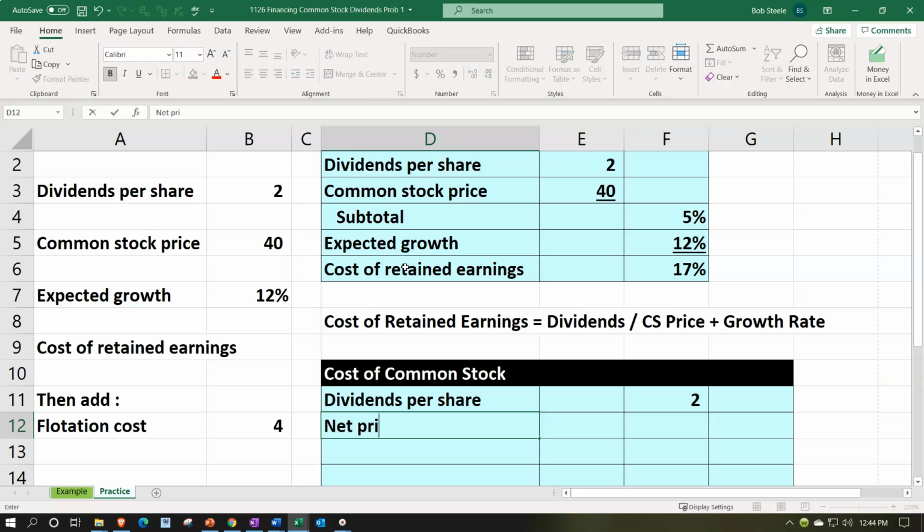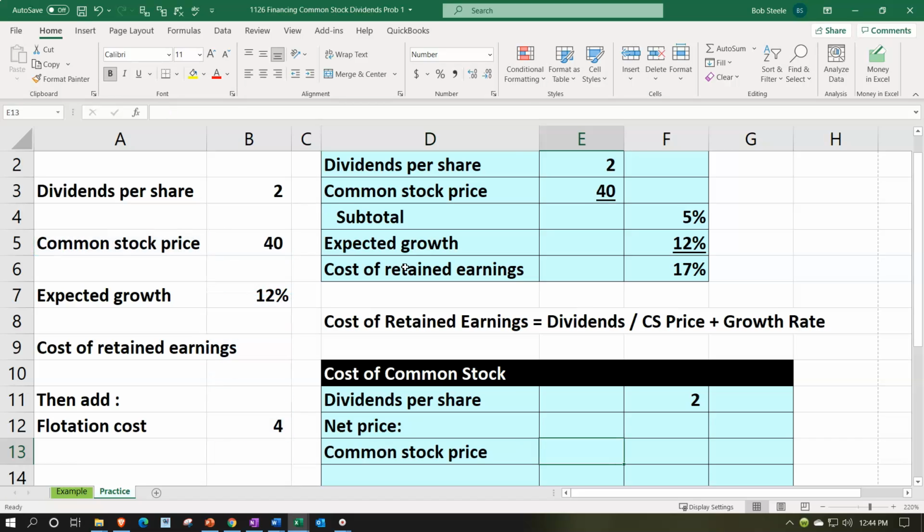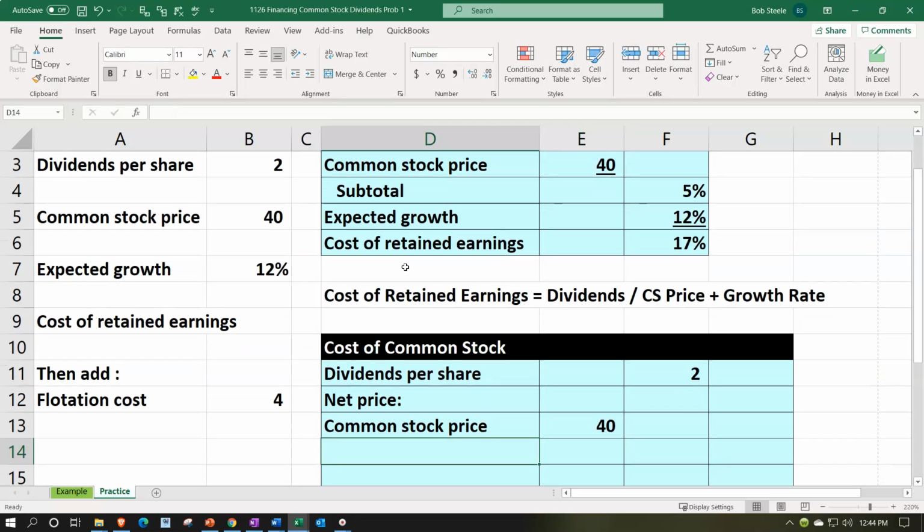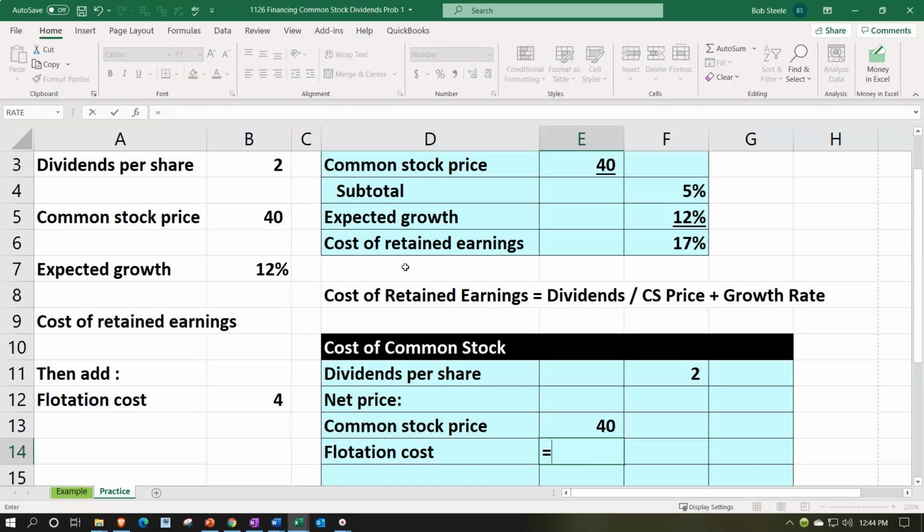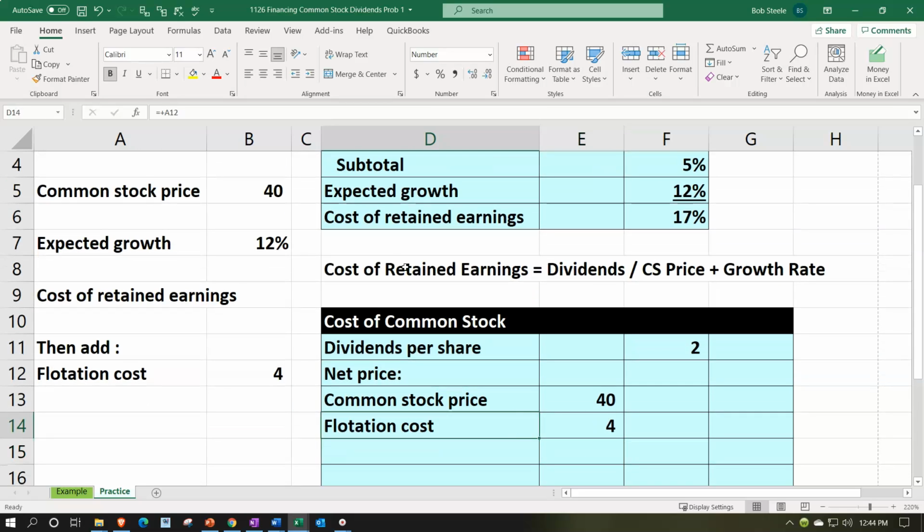So net price, colon, and this is where we do our flotation cost, which is going to be the common stock price, the price of the common stock, which we're going to say is equal to, I'm going to put this in the inner column, the $40, but then there's the flotation cost. So we've got to subtract that out. That's the cost of us to issue, in essence, the stock, which we're going to say is $4. That's our one-time cost rather than a cost that's going to be reoccurring, and therefore we're going to calculate the net amount that we would be getting to issue the stock.